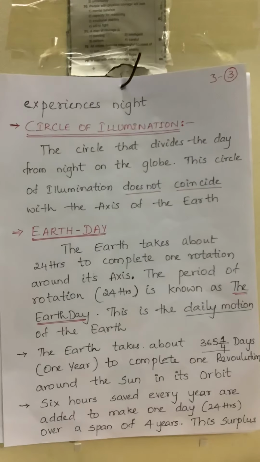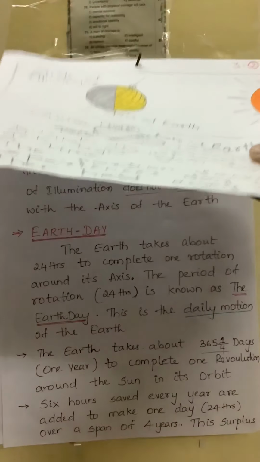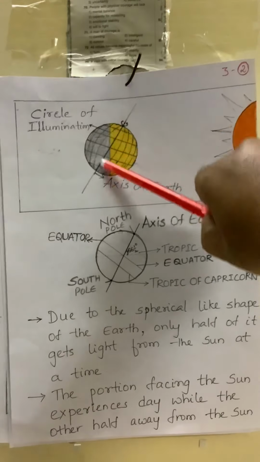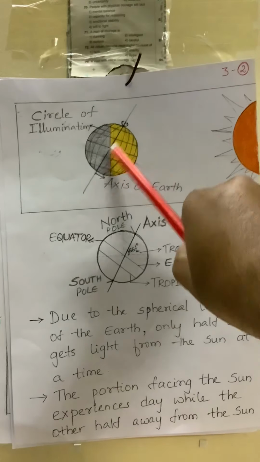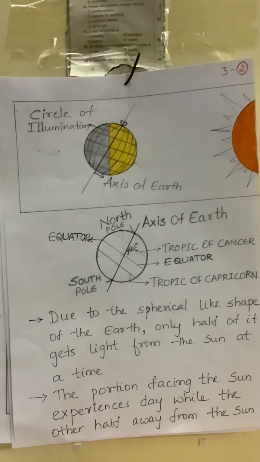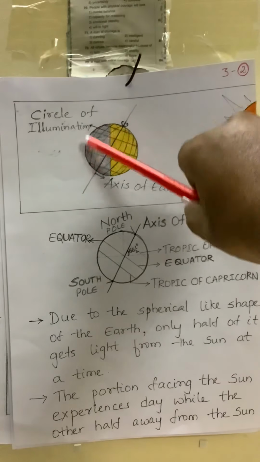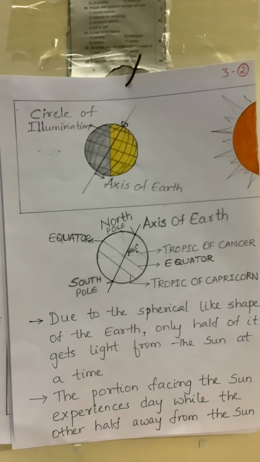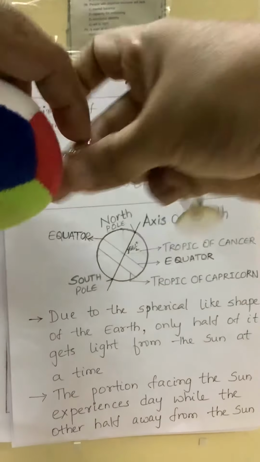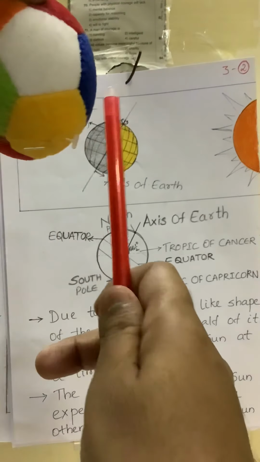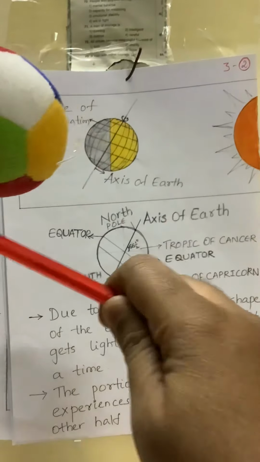And the next point is circle of illumination. The circle that divides the day from night on the globe. This circle of illumination does not coincide with the axis of the earth. The circle which separates day from night is known as circle of illumination. So if this is the shape of the earth, here the circle means, in this way. So this is the circle of illumination.